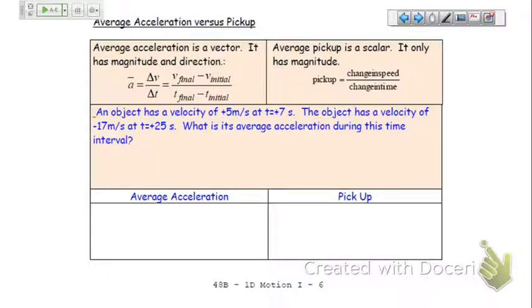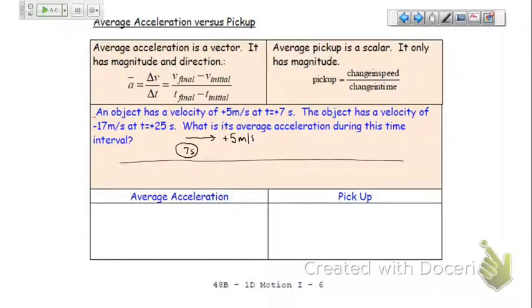Average acceleration. So, average acceleration is a vector. It has a magnitude and a direction. Average pickup is a scalar. It only has magnitude. An object has a velocity of plus 5 meters per second at t equals 7 seconds. I have no idea where I am, so that's no big deal. I'm going to have my little clock saying 7 seconds, and a little arrow on here saying plus 5 meters per second.